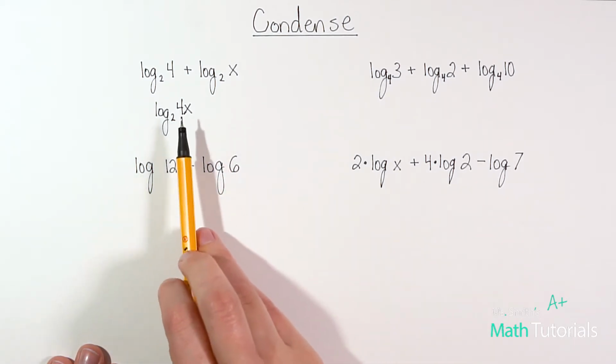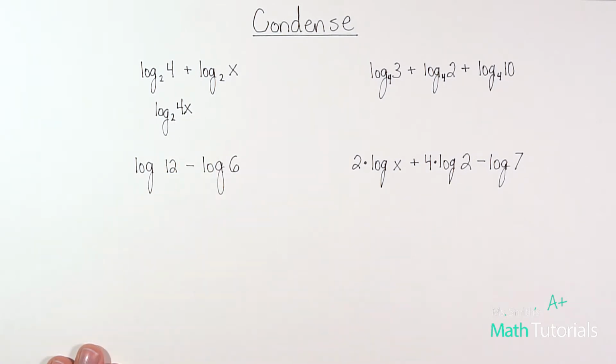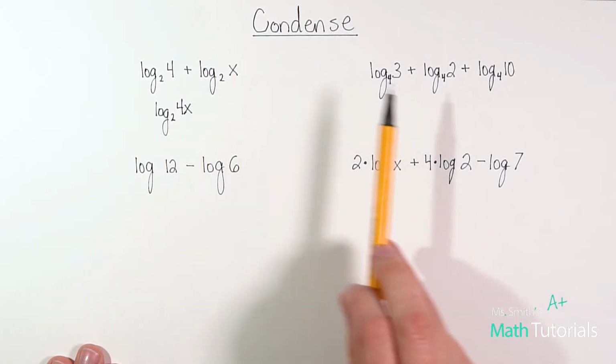But the most condensed way to write it is going to be just 4x. And that would be it for that one. Let's look at this one.